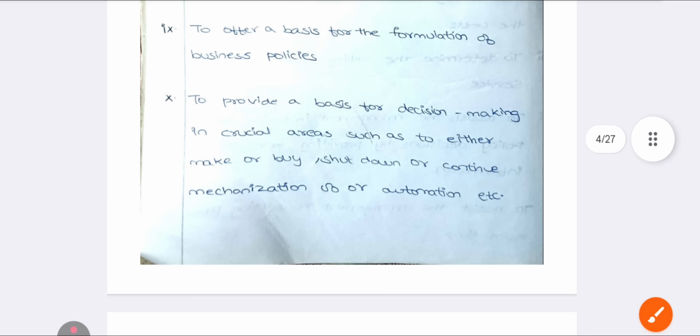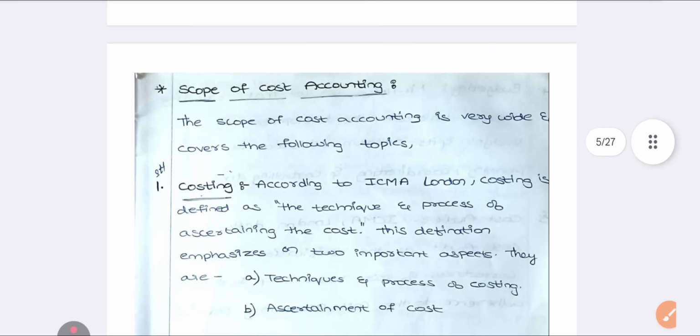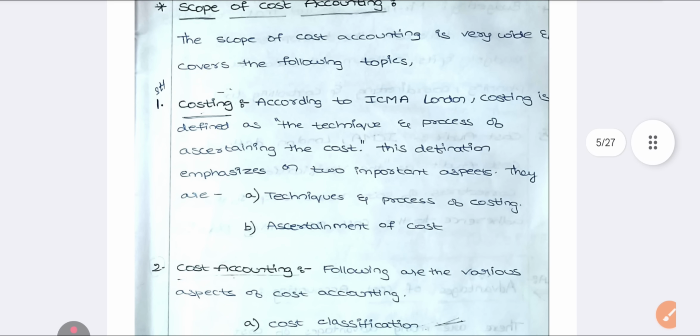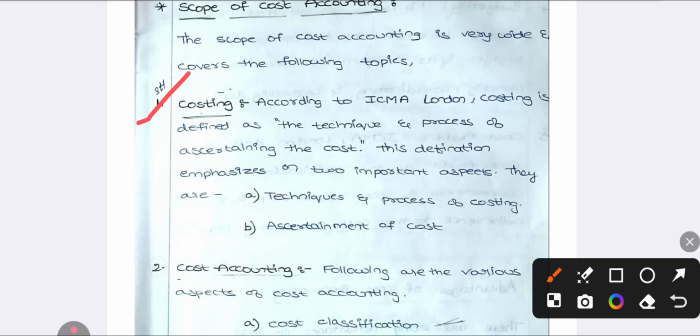Okay, any 5 to 6 objectives you can learn from that. And next, scope. In this scope, the first one is costing. According to the ICMA London, costing is a technique. Okay, costing is a technique or a process.